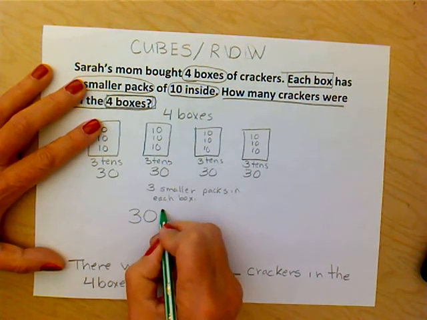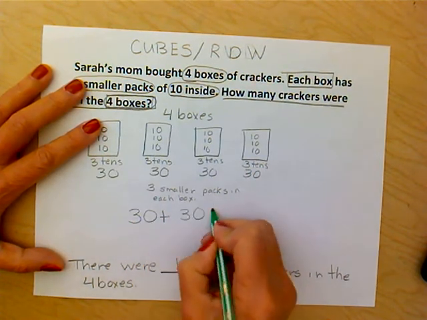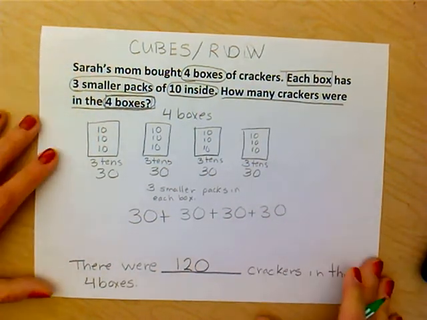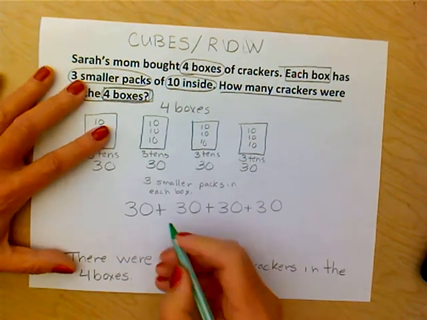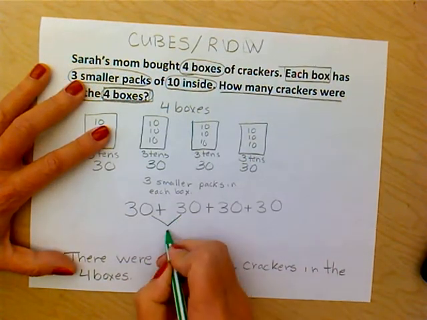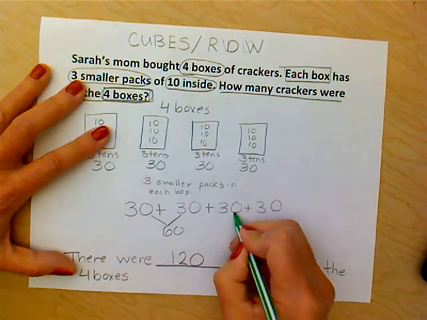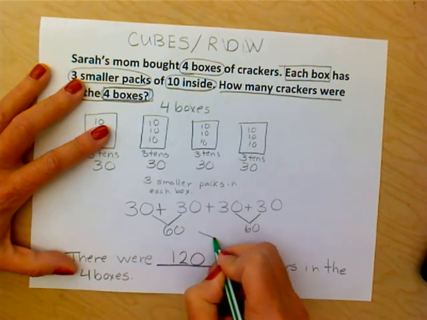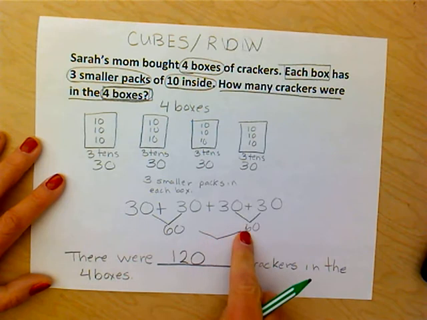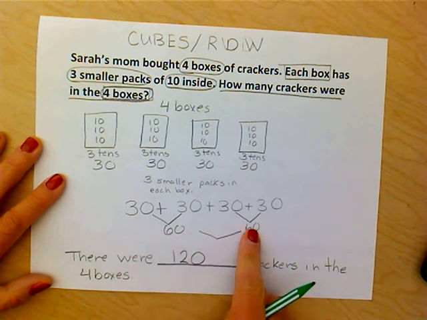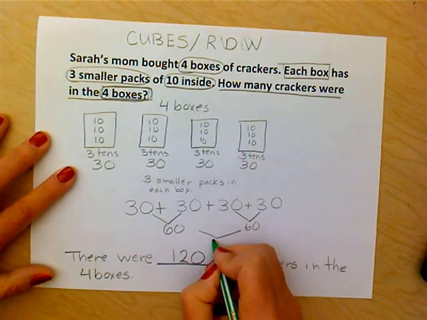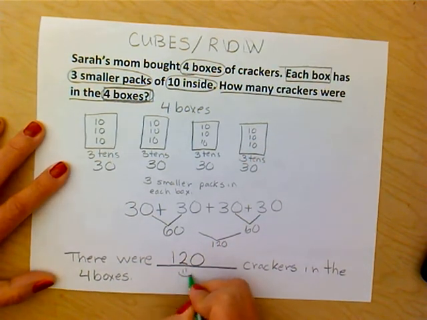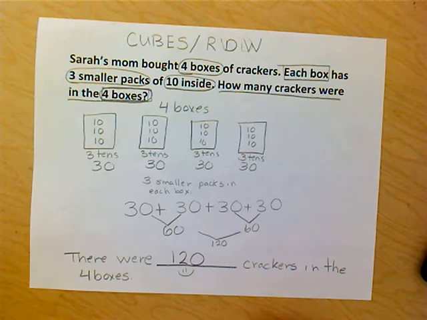I said 30 plus 30 plus 30 plus 30. There's my equation, and I don't want to make this difficult. I can make it easy on myself. 30 plus 30 is 60, and 30 plus 30 is 60 again. And I know what 6 and 6 is. Well, 6 and 6 is 12, but I've got 60 and 60, so I know that I would have 120. So therefore, I can see that my response of 120 was very accurate.